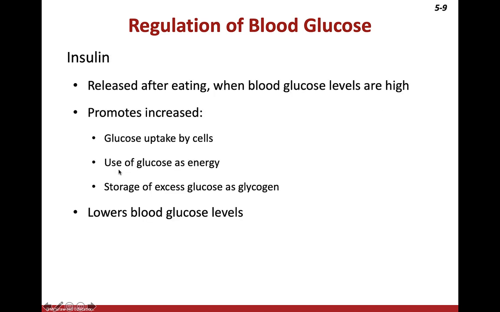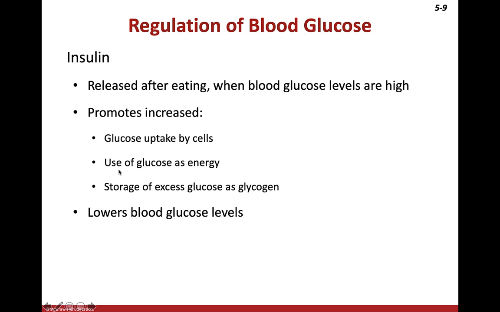Now, as noted, insulin is released after eating, especially when blood glucose levels are high, and that's what we see then. The release of insulin is going to result in an increased uptake of glucose by cells, using glucose as energy, and this is one of the things that we see that basically is responsible for these low-carb diets. Insulin is actually a storage hormone. So now we're going to store this excess glucose.